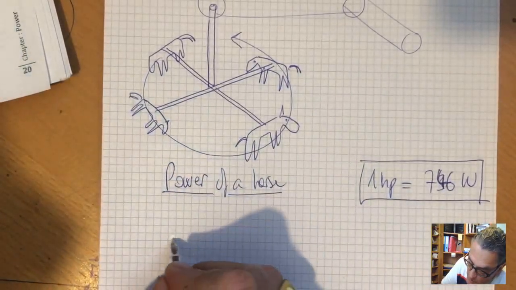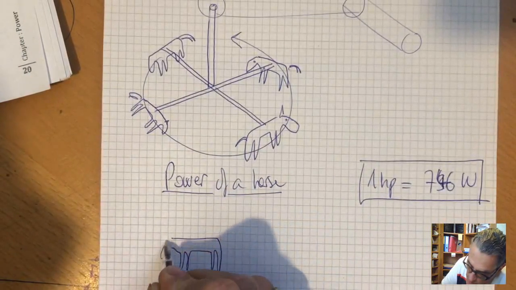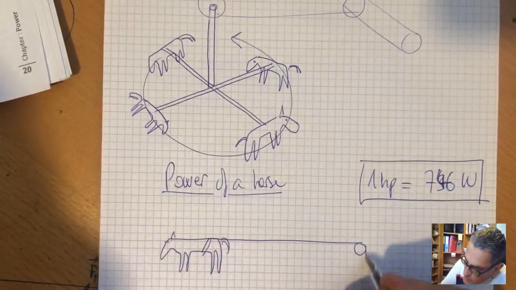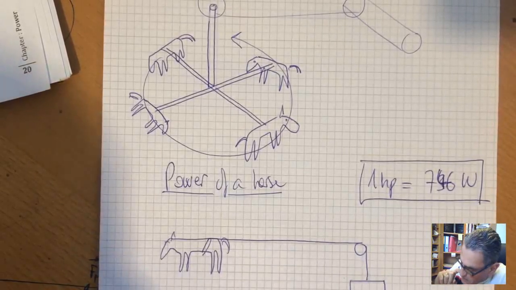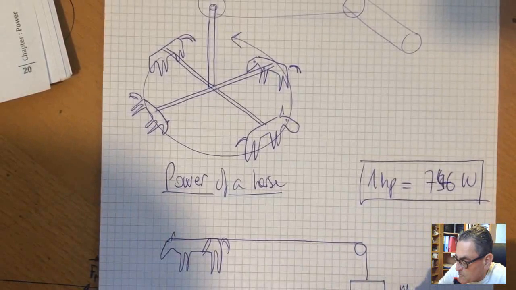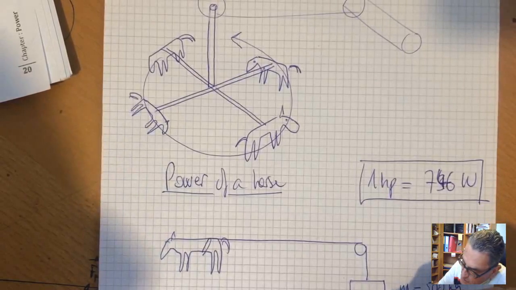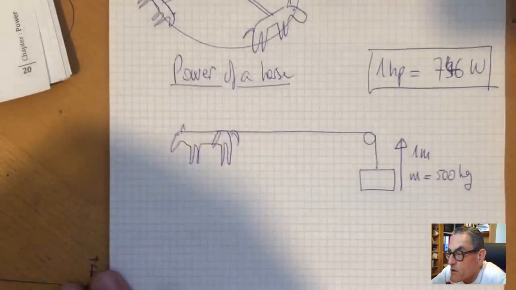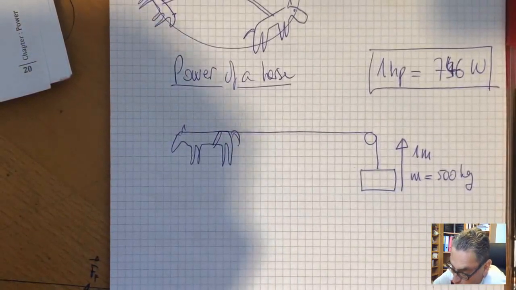Well, take this example. This is one way you can measure the power of a horse. You take a horse, you attach a rope to it, you put a pulley here, and you make this horse lift a mass. Let's take a mass of 500 kilograms, and you can tell the horse to lift this mass by 1 meter. Then you can measure the time it takes for a horse to lift a mass by 1 meter, and you can measure the power.